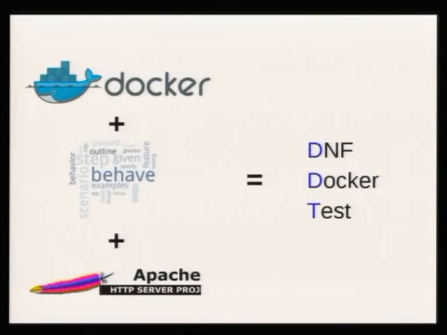Well, our functional tests are based on three technologies. Docker we use as a testing environment. I think you heard quite a lot during this conference about Docker. We try to describe our tests in behave, and also we use the Apache HTTP server to emulate the web repository inside the Docker image. We try to do as much as possible to emulate the normal environment in our testing procedure.